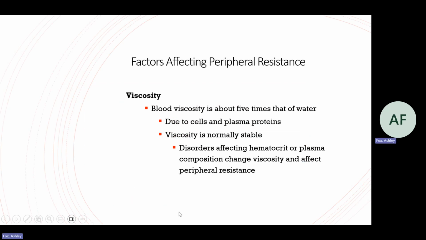So blood viscosity again is about 5 times that of water. So it is thicker because it has a lot more stuff suspended in it. It's because of the cells and the plasma proteins. Viscosity again isn't normally changing. It's normally pretty consistent. But if you have anything that's affecting hematocrit, remember that is the number of red blood cells or erythrocytes, or looking at plasma composition, so increased plasma proteins. Again, a major factor is decreasing water, so dehydration. So that can change the viscosity of your blood and affect your peripheral resistance.